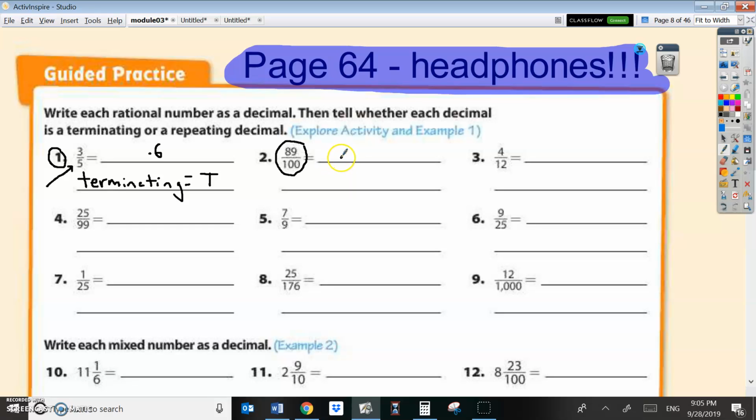This right here is already in its easiest form. So 89 over 100 is the same as 89 hundredths.